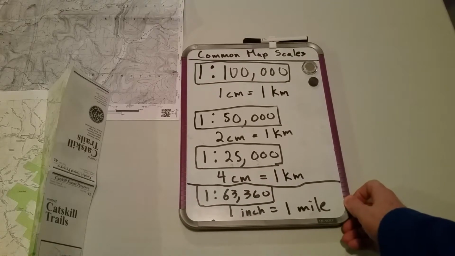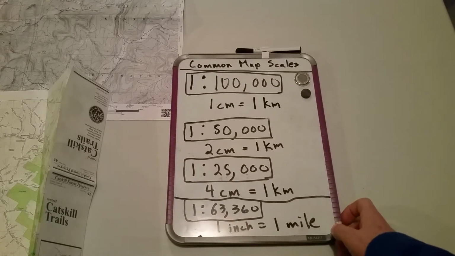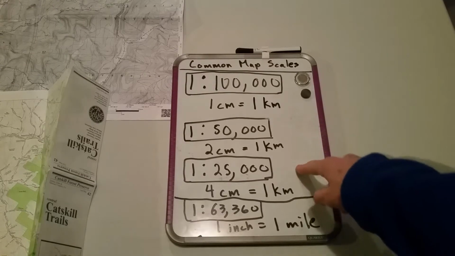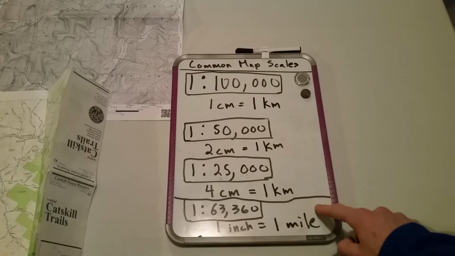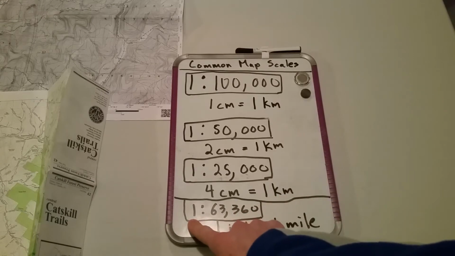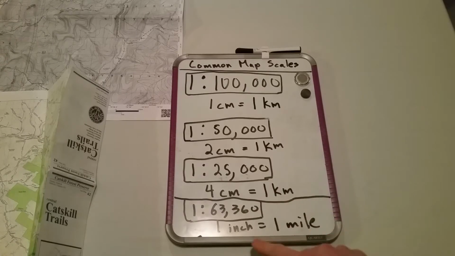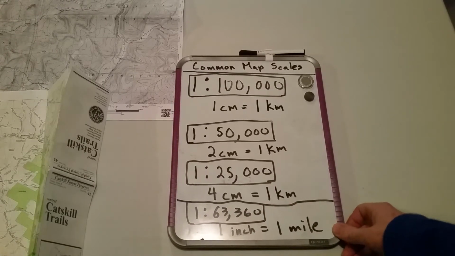So this way, if you're measuring on a topographical map or a street map, you're able to measure your distances. If you have to plot a course or you need to measure a distance on the map, you're going to be able to do that with the understanding of how the map scale works. And then here you have the American one. It goes by inches, so 1 inch represents 63,360 inches, or 1 inch equals 1 mile. So these are the most common map scales you'll see.